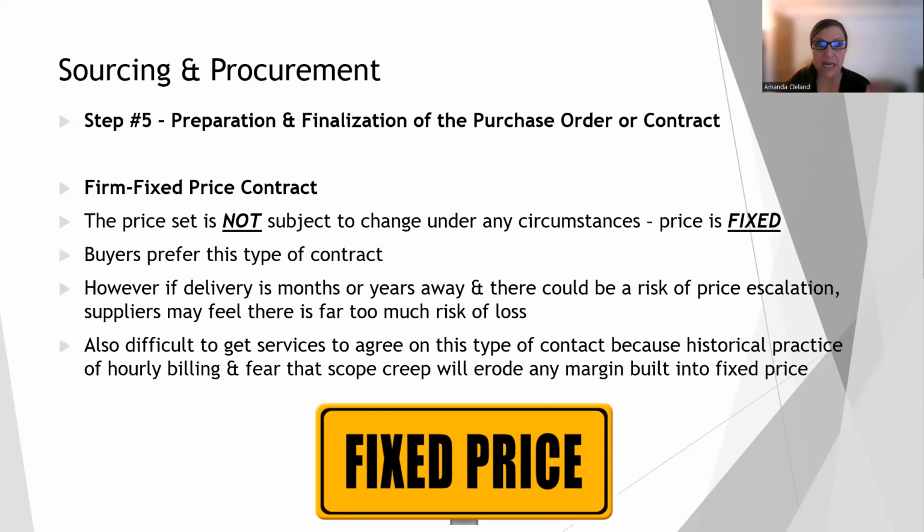of what happens. However, if we have a firm fixed price contract and the delivery for whatever we're ordering is months away, or it could be years away, there could be a risk of inflation, of price escalation. And suppliers may feel this is too risky for them, and they may not agree to it because it is so far in advance and they're taking on so much risk in case there is some sort of price escalation.